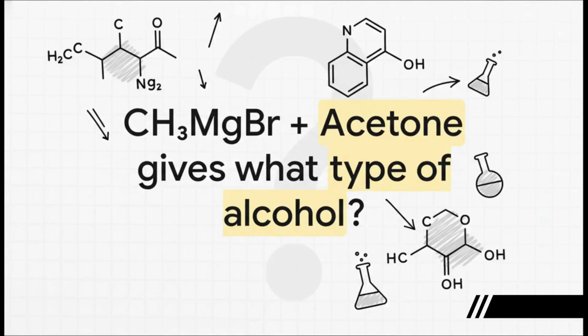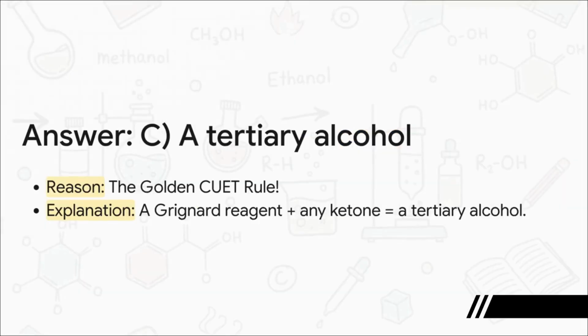Question number 2. Okay, check this out. We have a Grignard reagent reacting with acetone. Now, what kind of compound is acetone? It's a ketone, right? So, what type of alcohol are you going to get? This is a direct test of our golden rule. Go ahead, pause and think about it. And the answer is C, a tertiary alcohol. Why? Because of the golden CUET rule. What does it say? A Grignard reagent plus any ketone will always give you a tertiary alcohol. No exceptions. See how quick that was? Knowing that rule makes these questions a piece of cake.